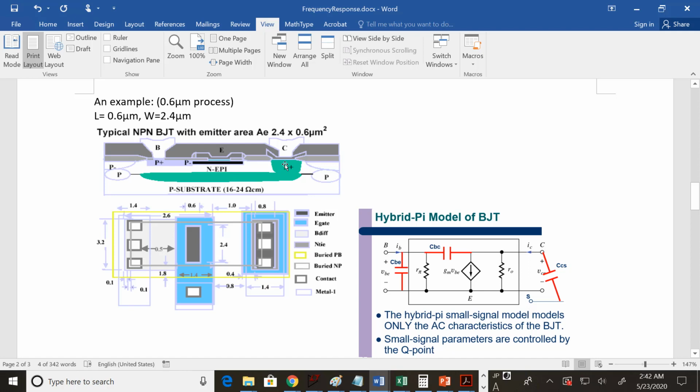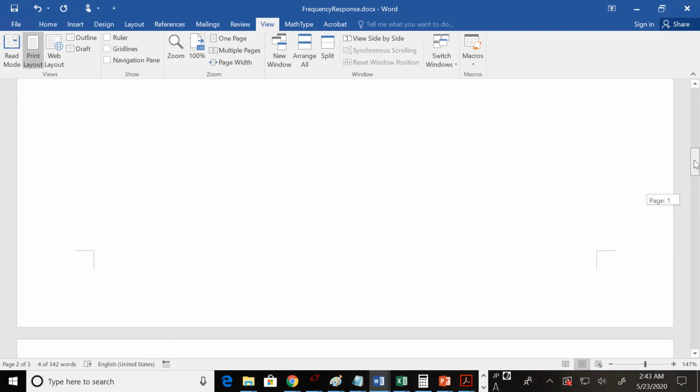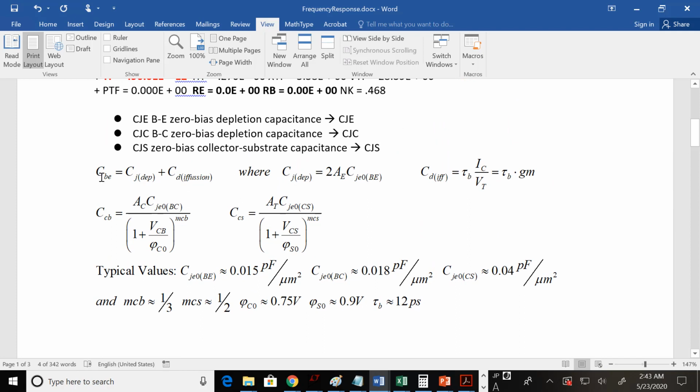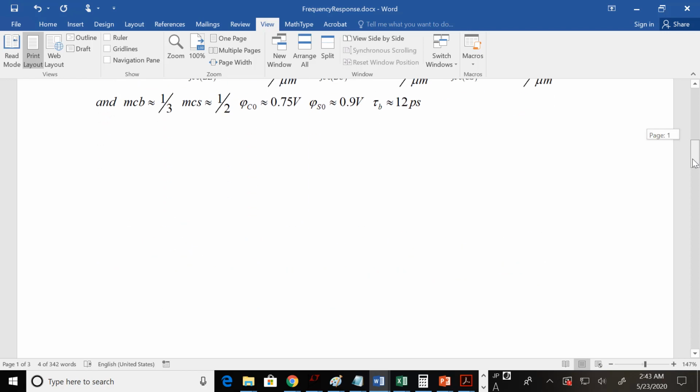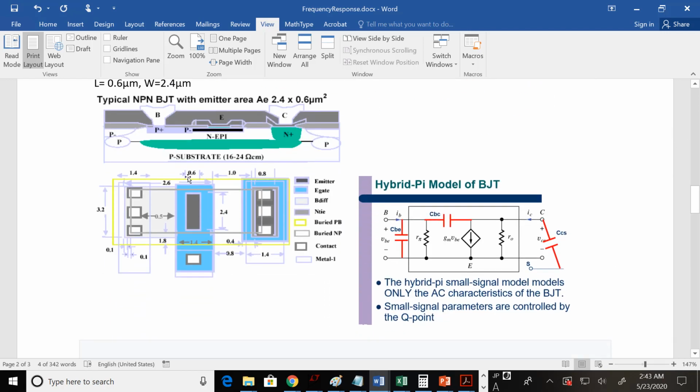So here's a side view, cross section of a BJT. Here's a top view, and here's the emitter area right here. It's 0.6 micrometers wide and 2.4 micrometers tall. So when you find, remember, if you're finding the base emitter capacitance, have this equation here, which is 2 times the area of the emitter. So the area of the emitter is 0.6 times 2.4.